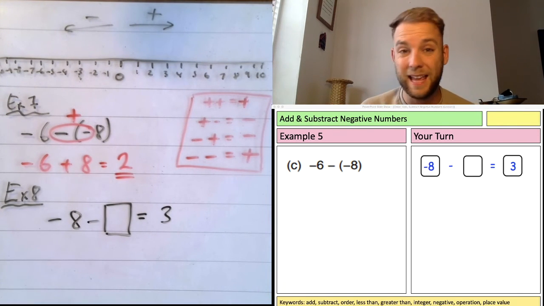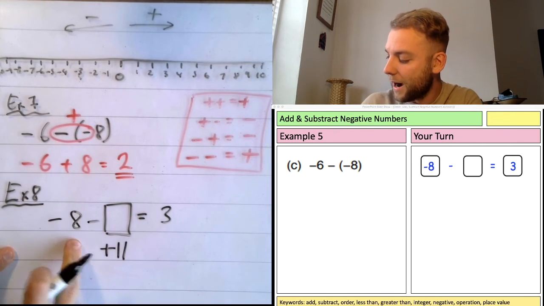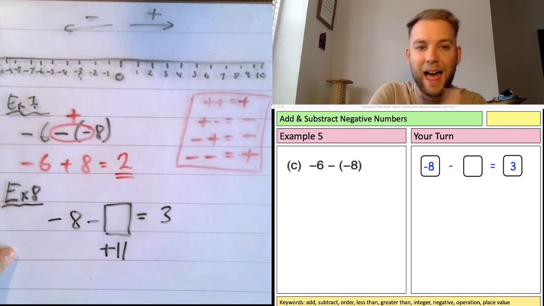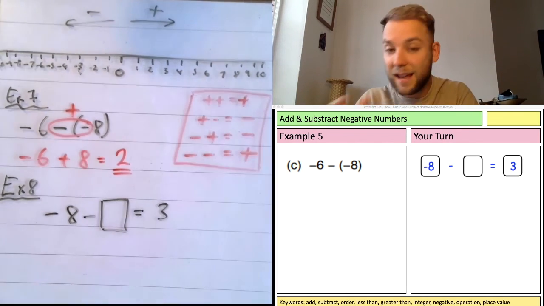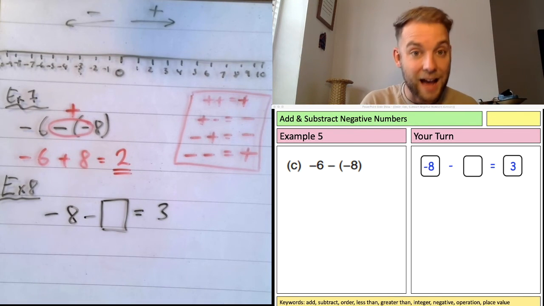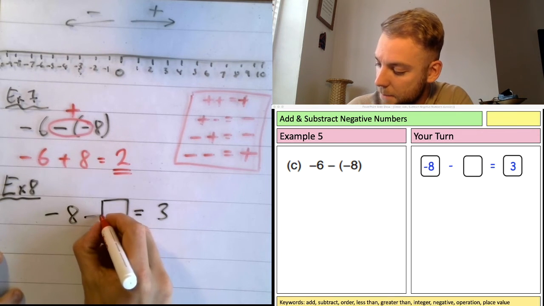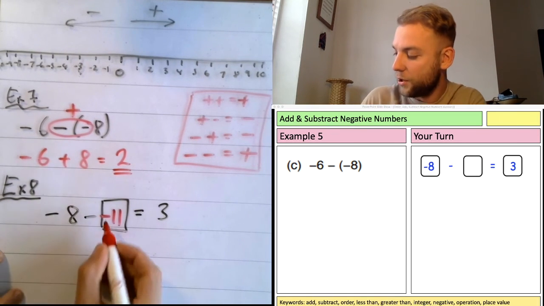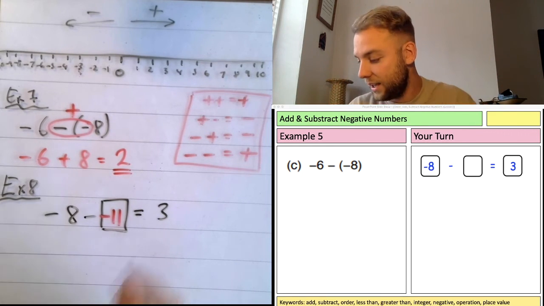Now the problem here is, if I just put plus 11 in here, that's going to be minus positive, which means I'm going 11 left. It's going to be like a negative, isn't it? So actually, to make this a positive plus 11, I've got to have this as a double negative. Okay? So this one here needs to be negative 11, because a negative and a negative makes a positive, and then 8 plus 11 is equal to 3.